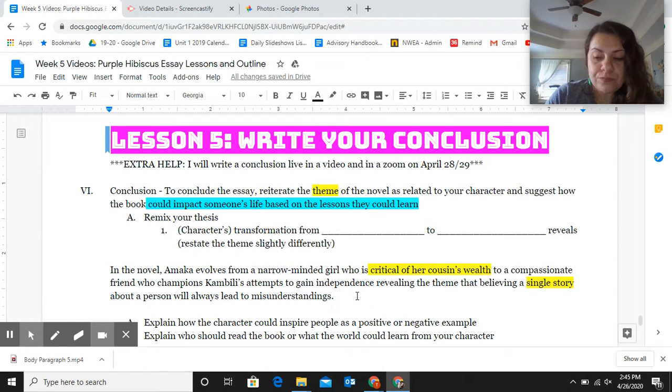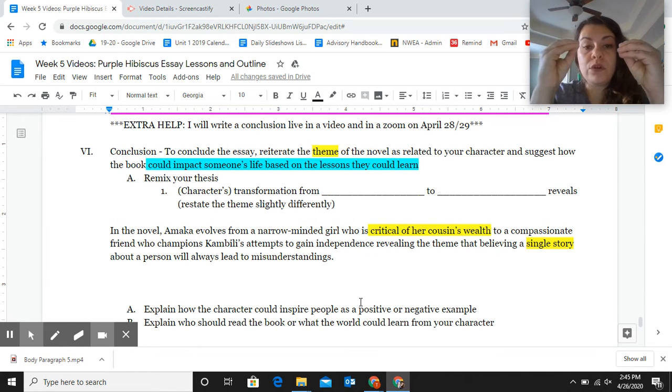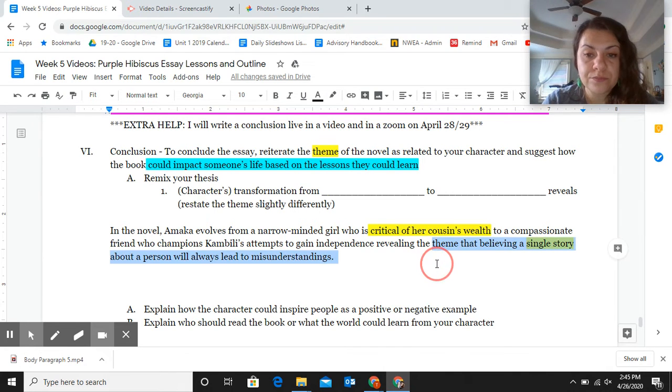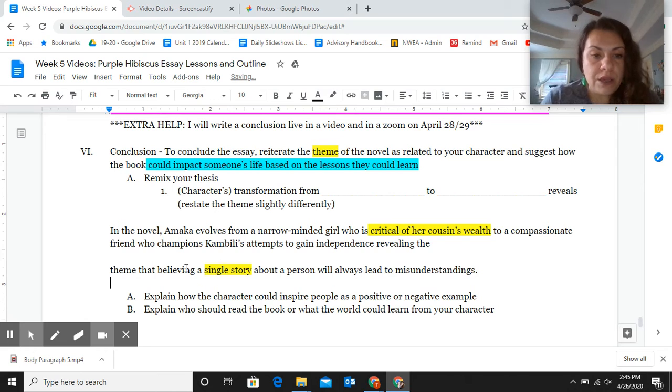All right. So even though I gave you this little template up here, in my brain, the easiest way to remix something is to flip the order. My sentence order was character's transformation plus theme. Now I'm going to flip it. I'm going to say theme and then character's transformation. So I'm going to take my theme and make that the start. Now, I still have to reword it in some ways. Remember, I need to start with a transition word.